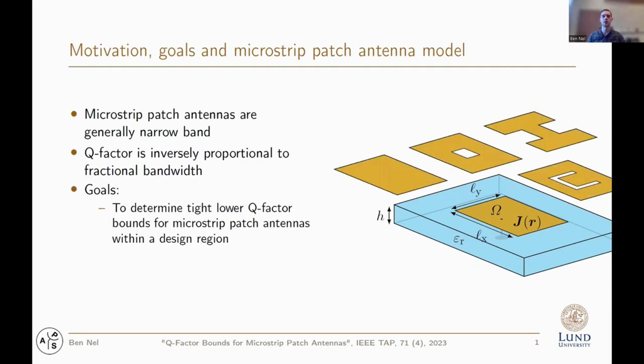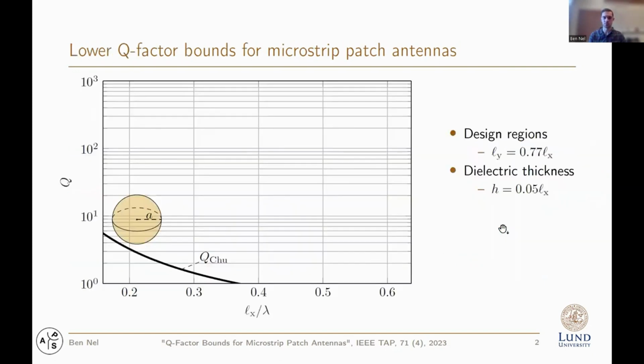Therefore, the goal of this paper is to determine tight, lower Q factor bounds for microstrip patch antennas within a given design region, and we choose this design region to be a rectangular design region. And then using current optimization, we determine the lower Q factor bounds within this design region. And here are some classical patch geometries that can fit within this design region.